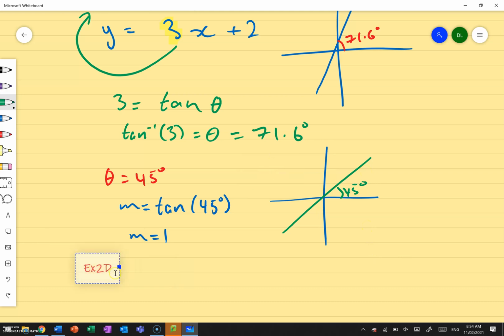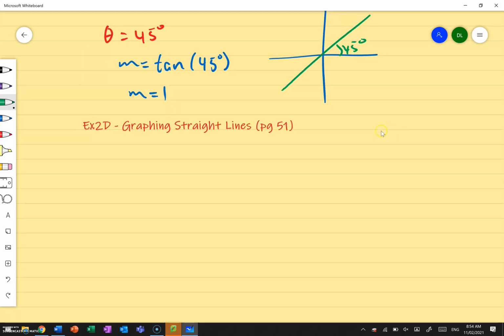New topic is exercise 2D on graphing straight lines on page 51, I believe. Yeah, page 51. If you still copy down stuff from earlier, that's alright, just keep copying that down.